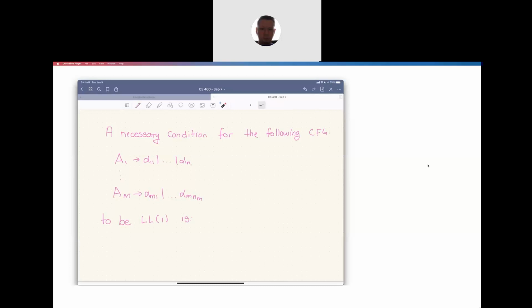Well, we start by saying, okay, for any left-hand side, for all the possible right-hand sides here, if I look at those pairs, then they have to be disjoint. So we'll say, pick a left-hand side. For all i, where i is between 1 and m.